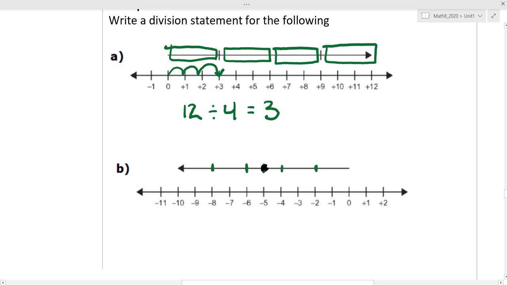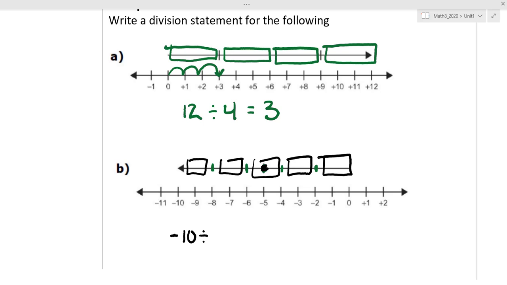Yes, Alana? 10 divided by 4. Yeah, 10, or negative 10 to be more specific, because it points to negative 10. And we have 4 sections, 1, 2, 3... no. But we crossed out the 0, right? No, that's where it starts. So it's 5 sections, right?